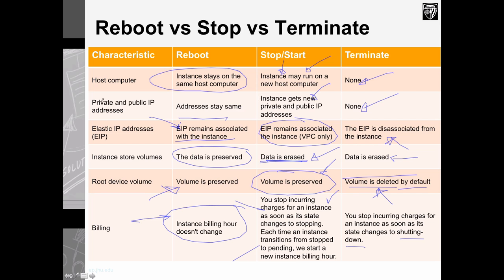What happens to your IP addresses, what happens to your elastic IP addresses, what happens to the data on the instance volume, what happens to the data on the EBS volume, and what happens to your billing. Those are 4 or 5 things we need to remember in each of these instance states.